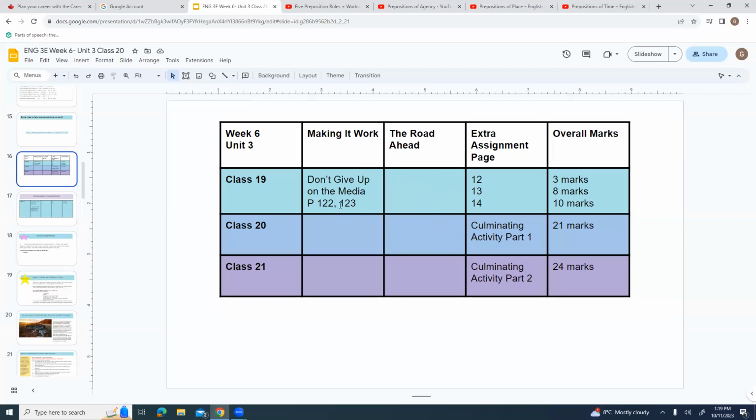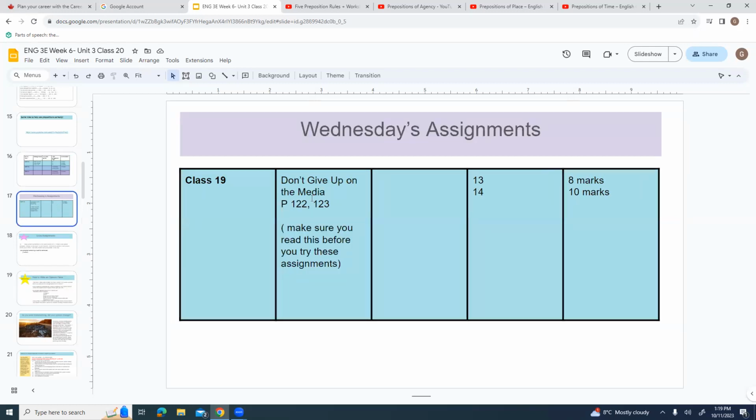Okay, oh no, this is this week's. We've been slowly working on this. There was the reading about Don't Give Up on the Media on page 122, 123 in our textbooks called Making It Work. And then there are the assignments that go along with it. We talked about number 12 yesterday, and we're going to talk about 13 today. I'm not sure if we'll get to 14 or not. And then next week we'll talk about the culminating activity for these. You absolutely have to make sure you read this article before we do the next assignment, or it just won't quite work.